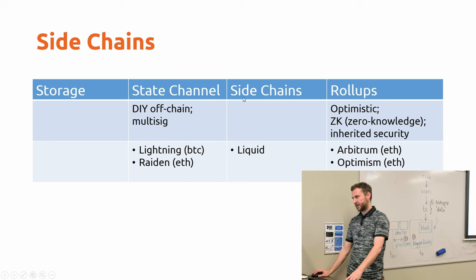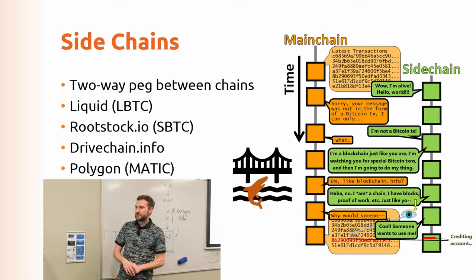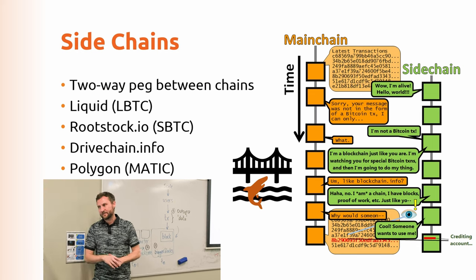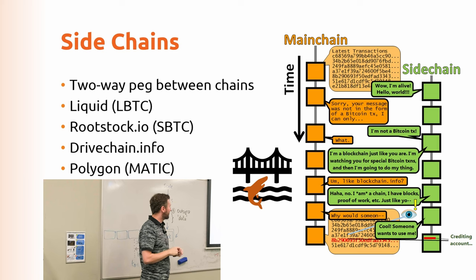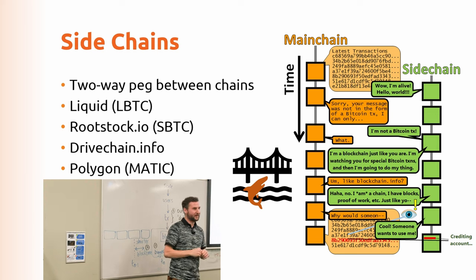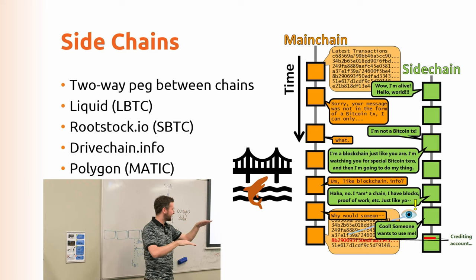Okay, so what do I have up next here? This one here, sidechains. And we have Liquid as an example. So a sidechain, as the name implies, you've got a chain off to the side. And in order to maintain any type of continuity, you need a two-way peg, which is a mechanism to go from the main chain to the side chain and then back from the side chain to the main chain. And that's what we mean by two-way peg. So there are no good diagrams of this stuff because really it's just one single chain and then beside it you've got another single chain.